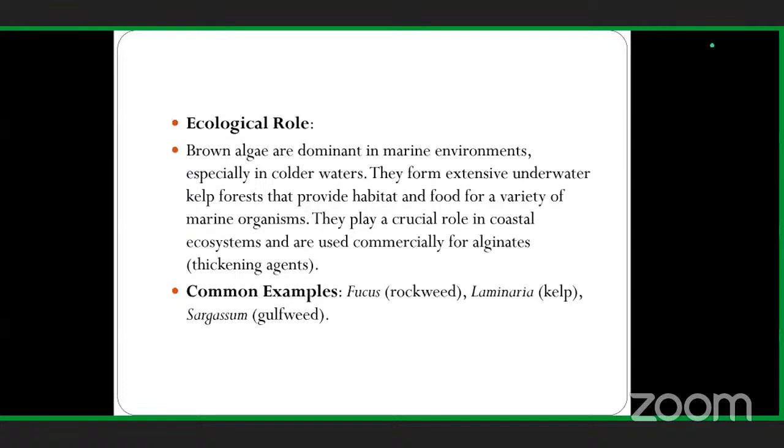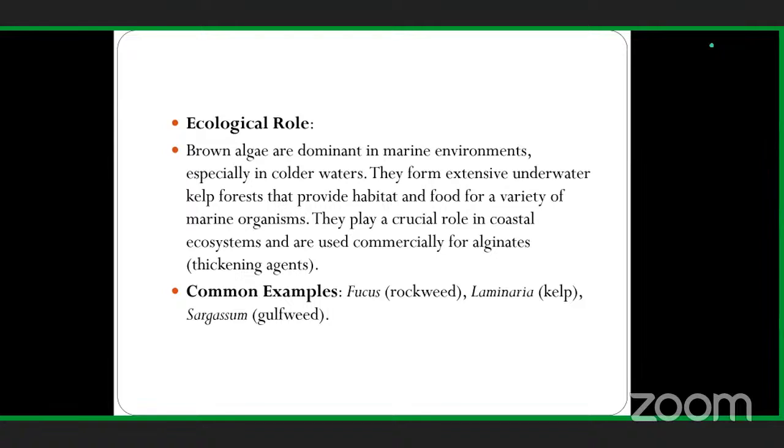So the ecological role of brown algae: they are dominant in marine environments, mainly found in colder water. In cold water, they form extensive underwater kelp forests that provide habitat and food for a variety of marine organisms. So they give shelter and food to marine organisms. They play a crucial role in coastal ecosystems and are used commercially for alginates, thickening agents.